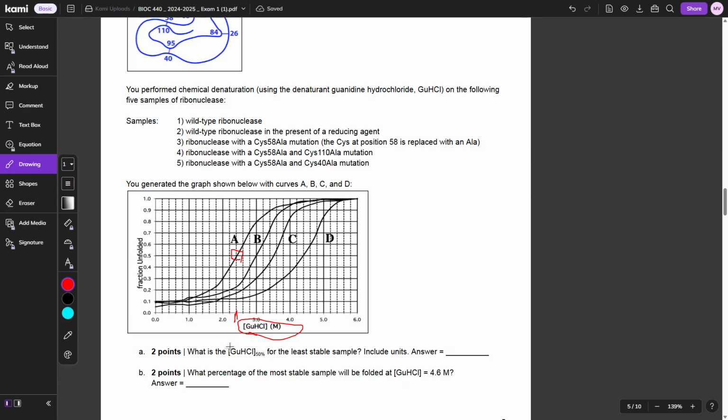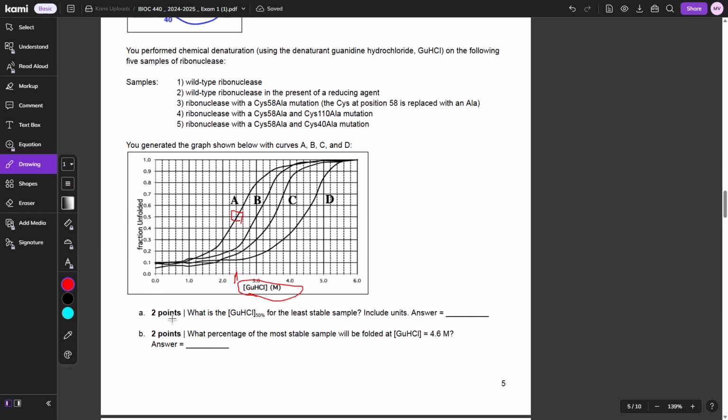So you can actually answer the first question technically without doing any math or any kind of matching. It's asking what the concentration required for 50% unfolded is. The least stable sample just means the one that unfolds the fastest, under the least concentration. So it should be just A in this case. It's asking for the concentration, and that would be 2.4, because we just looked at that.